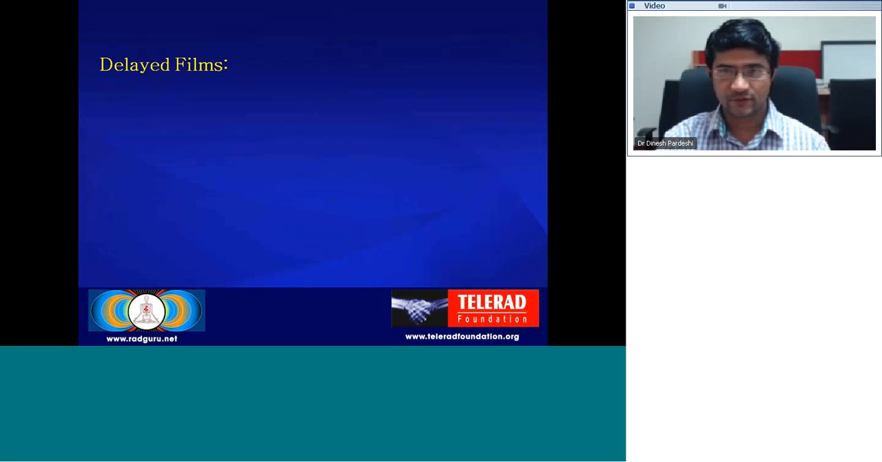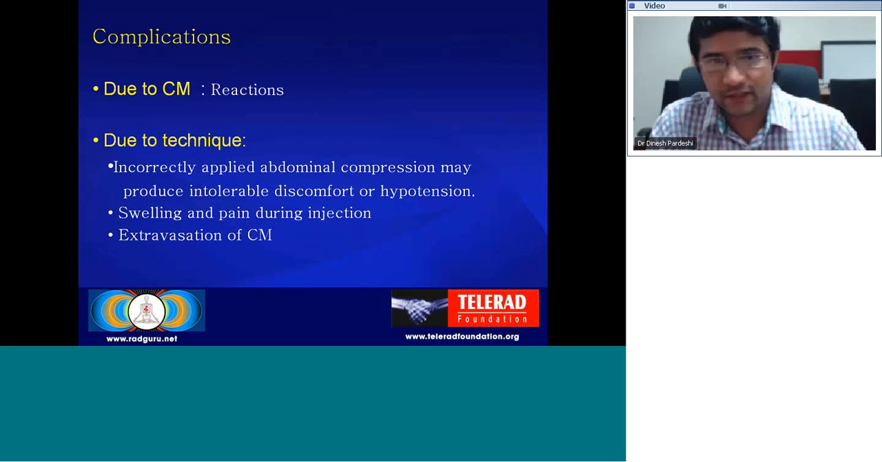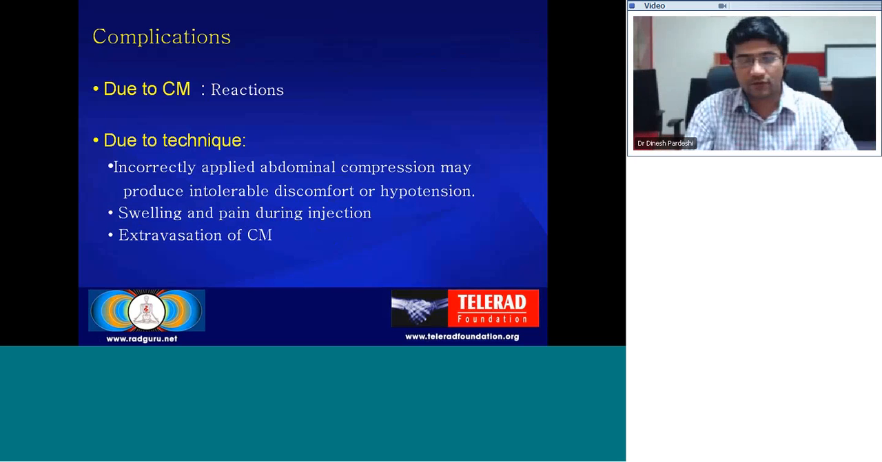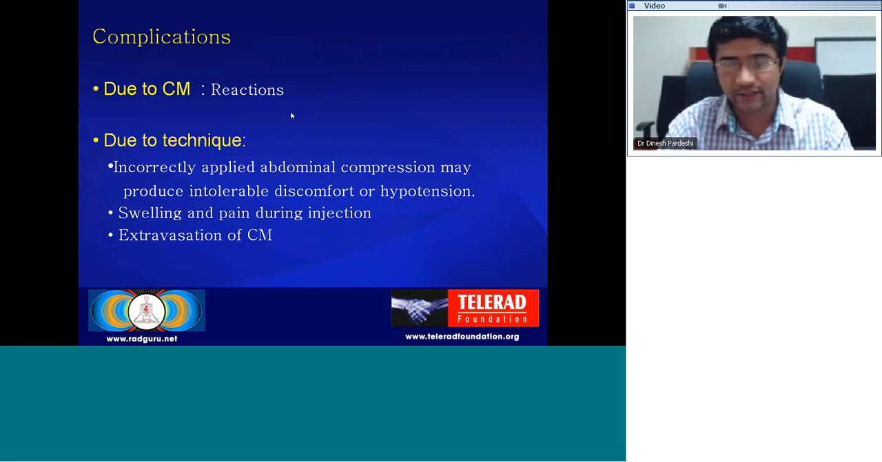We have seen those things, and after finishing this study, in aftercare, the patient needs to be reassured. Always check the IV site, ensure hydration of the patient, and always look for reactions. Okay, during the procedure, complications may occur. This can be due to either the contrast media or the technique. Due to contrast media, the reaction can be mild, moderate, or severe. Nowadays, due to the presence of low osmolar non-ionic contrast media, the reactions are very few, but still we need to monitor for them. And due to technique, for example, due to abdominal compression, some patients might develop discomfort, and that needs to be taken care of.